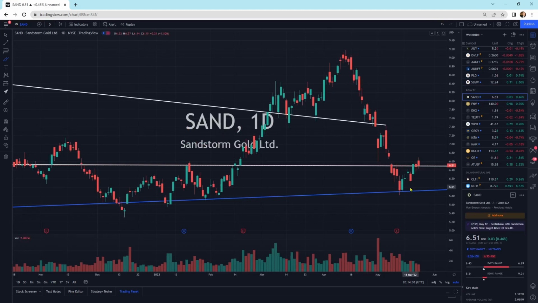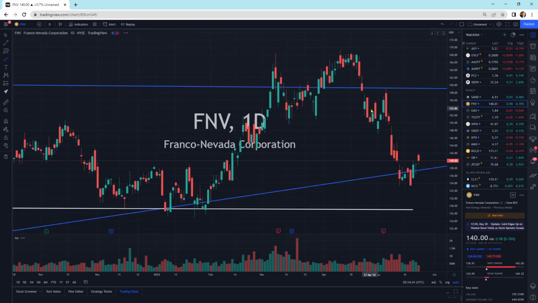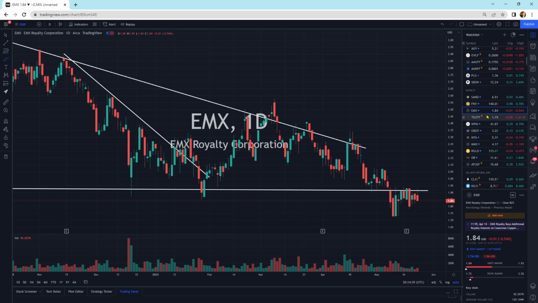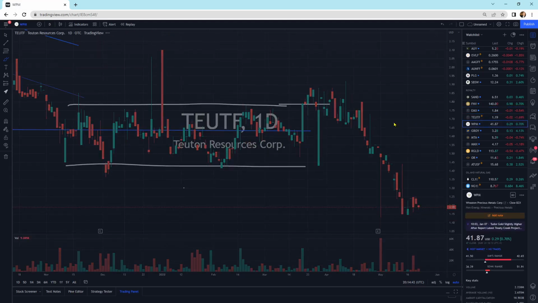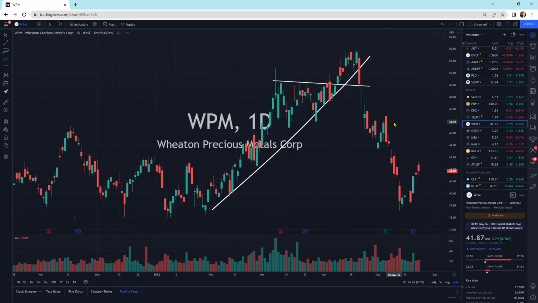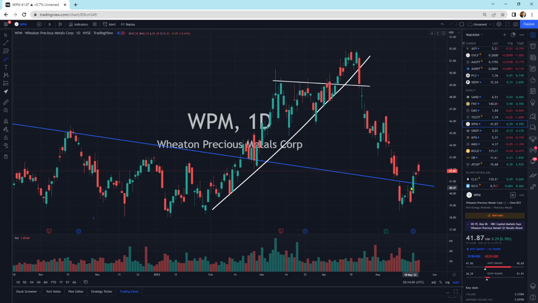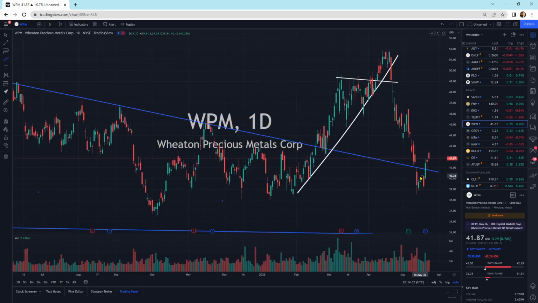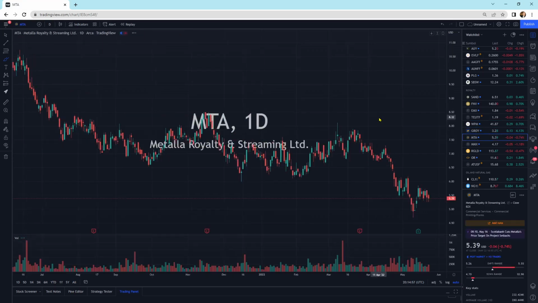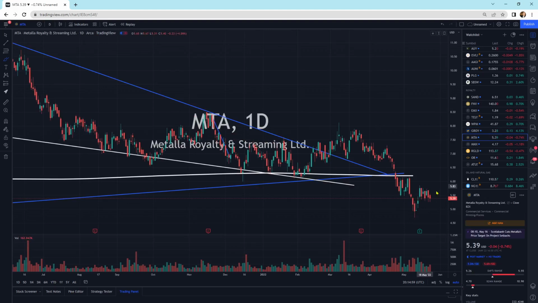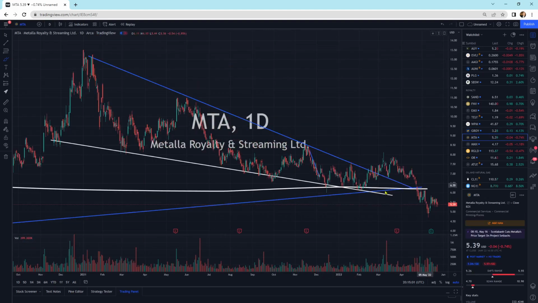Sandstorm Gold bouncing off support, getting above the first line of resistance. Franco-Nevada bouncing off support, looking okay. EMX just moving sideways below the resistance line. We've got Student Resources moving sideways. Wheaton Precious Metals, that one's bouncing off support, heading a little bit higher. I do like right where it's at, though. Looks good. Gold Royalty moving sideways. Metallo Royalty and Streaming moving sideways below the resistance support.